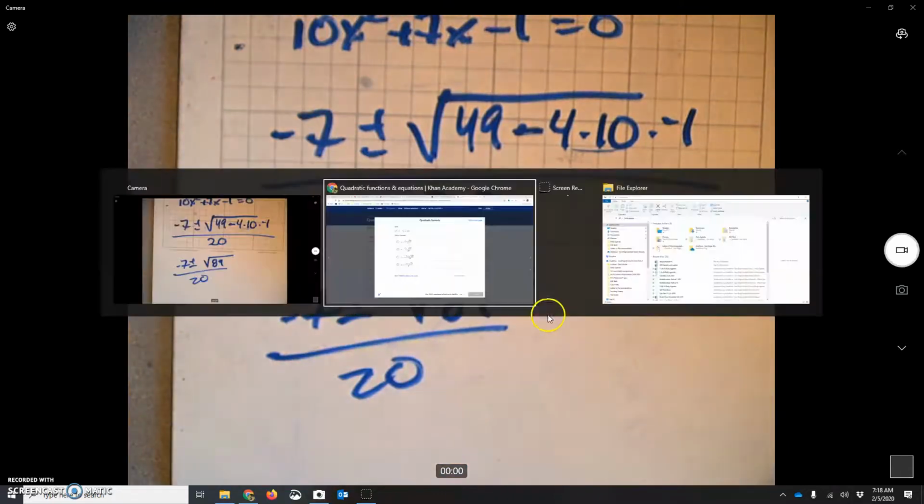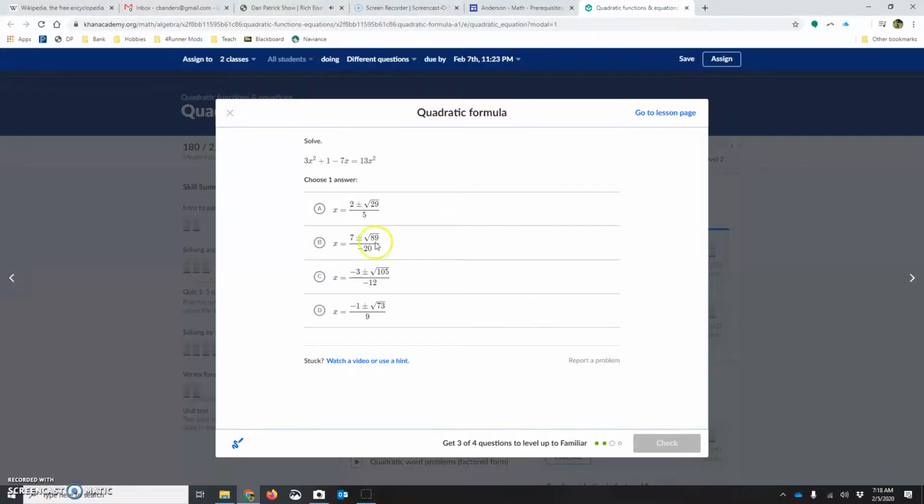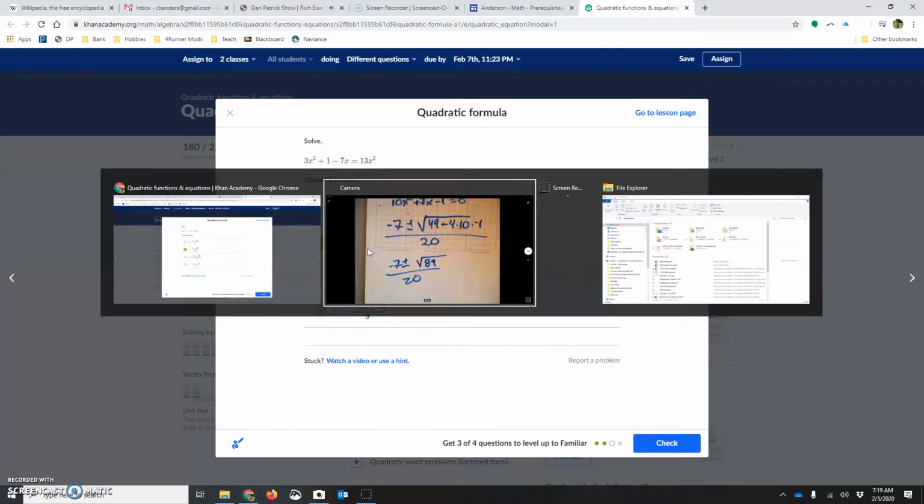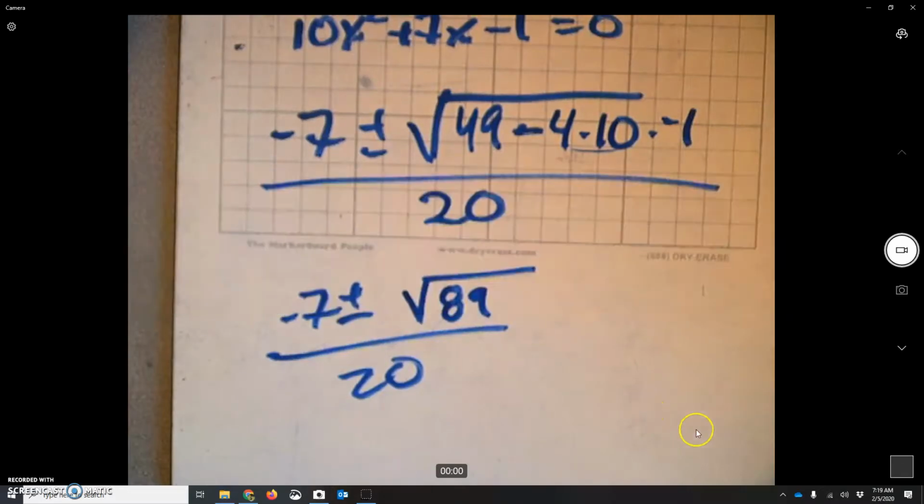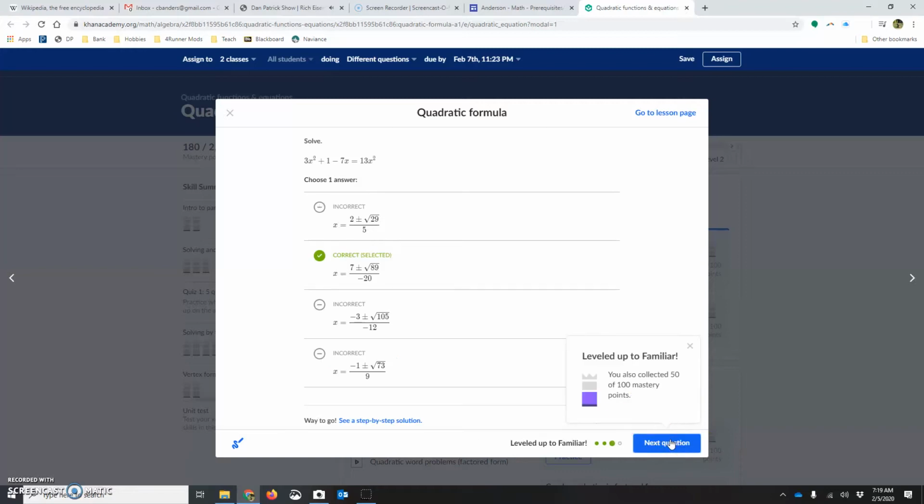Let's see if there's an answer that matches that up. 7 plus minus 89, negative 20. So we did the negative sign again. I think they're moving everything to the left side, which is why these things are turning out negative, because our numbers will be opposite signs. But remember, we multiply everything by negative 1 to get the same answer. And we're done.